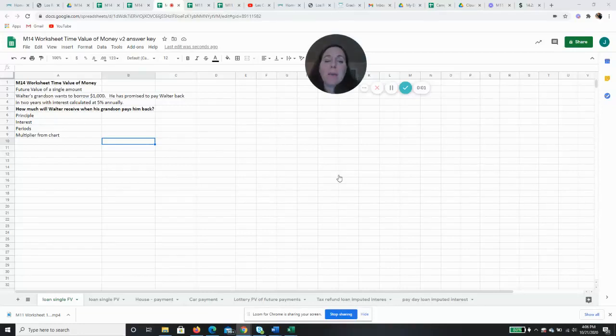Welcome to our unit on time value of money. I have our worksheet open and I'm on the first page, the loan for single future value. And that's what we're going to be looking at in this first one: future value.